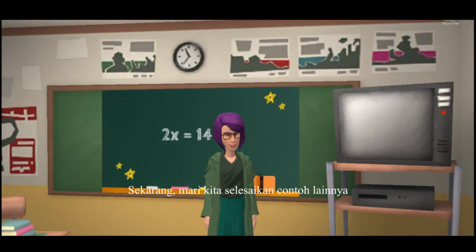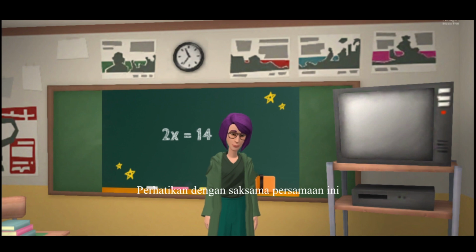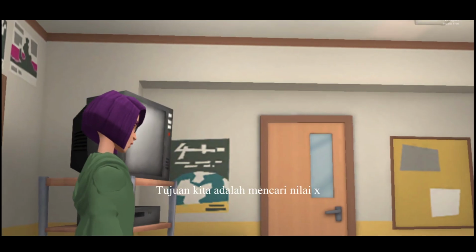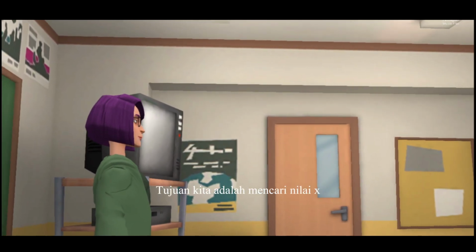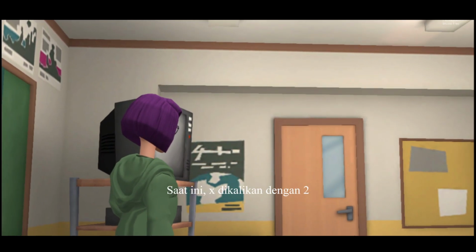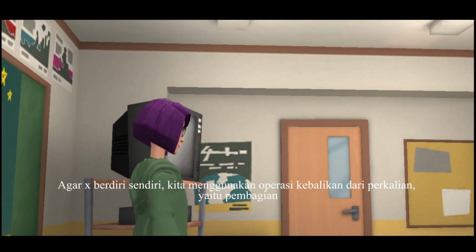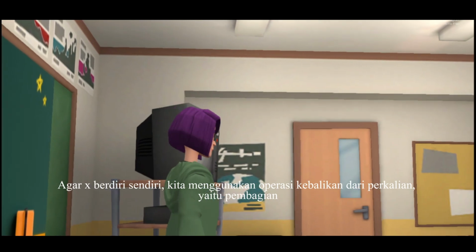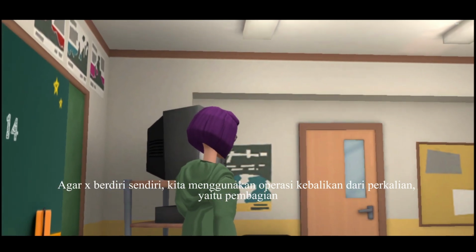Now let's solve another example. Look carefully at this equation. 2x equals 14. Our goal is to find the value of x. Right now, x is multiplied by 2. To make x stand alone, we use the opposite operation of multiplication, which is division.